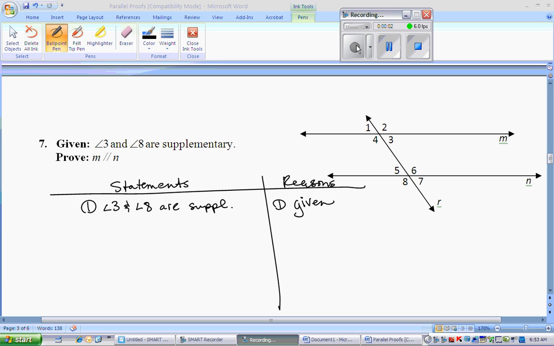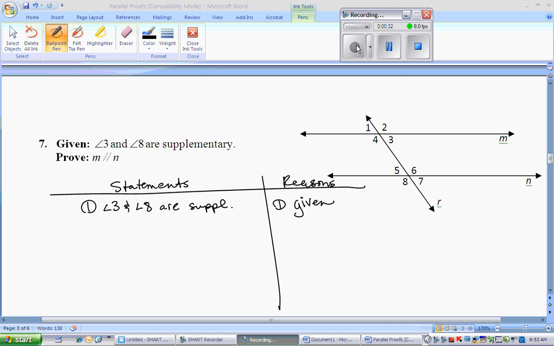Okay, as with many of these, there are many ways we can start this or solve this. If we can show alternate interior angles congruent or corresponding angles congruent, the lines will be parallel. Here, I already have something supplementary, so maybe I can show that the consecutive interior angles are supplementary. That would also prove it. Not the only way, but maybe since that's what we're starting with, that's what we'll use.